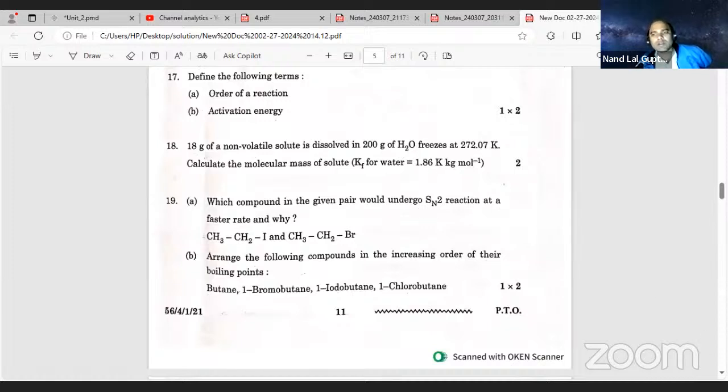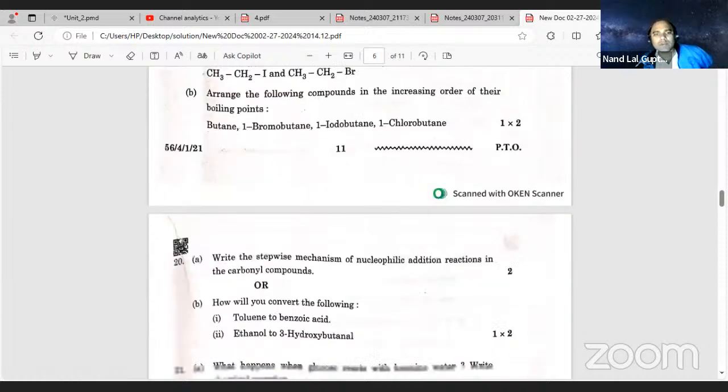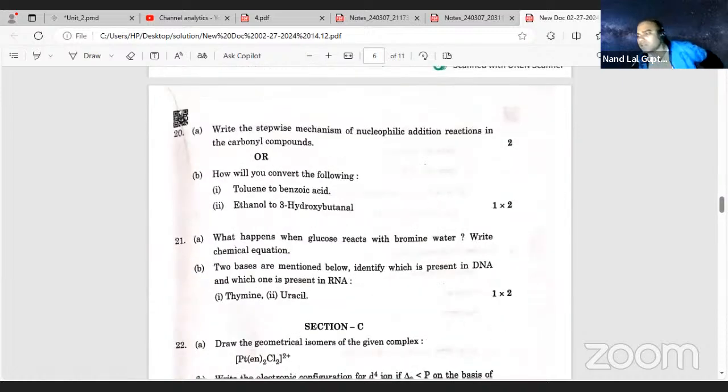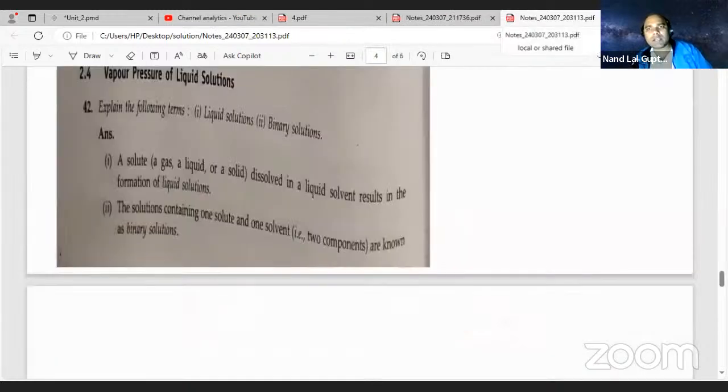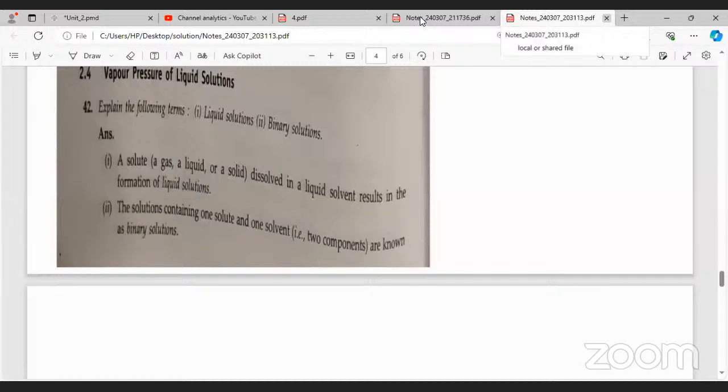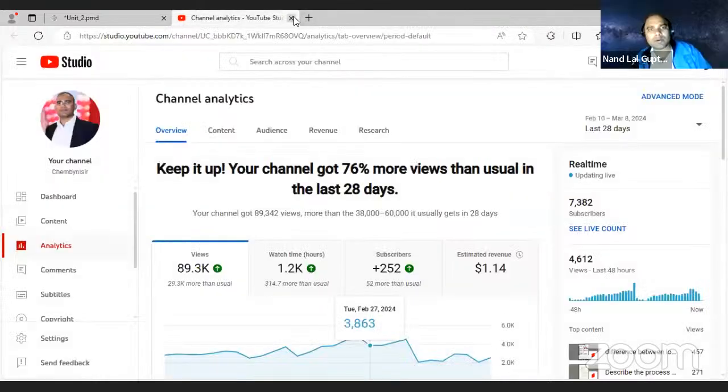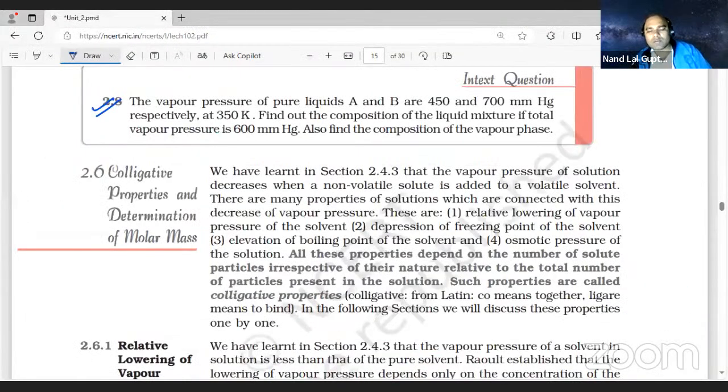Don't do this one. If you want, try at home. Now it is 11:30. I'm going for dinner. Problems are there in NCERT. You try those. Raoult's law problems will be there in the NCERT. Search the exercises and examples, you will find the problems. So there you solve the problems.